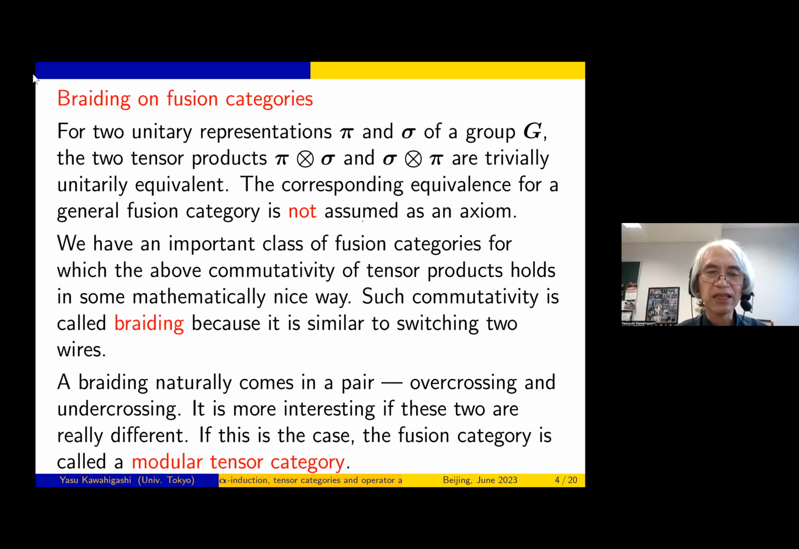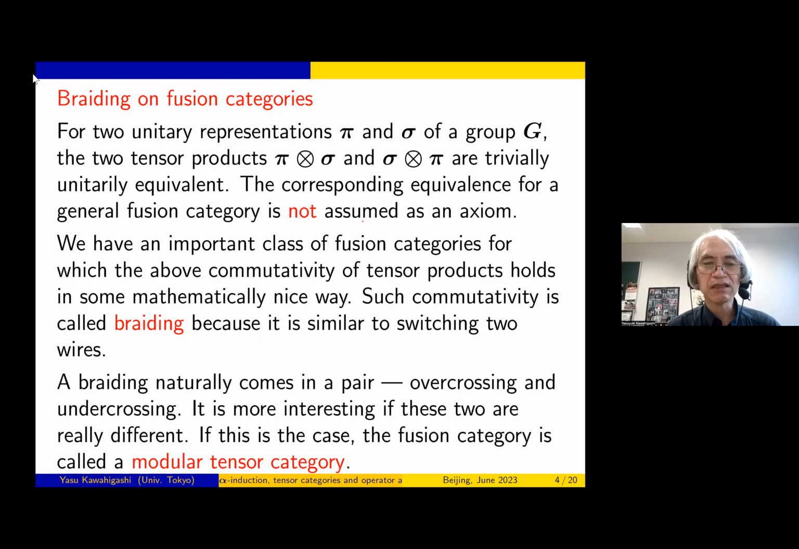So this kind of braiding comes in a pair, overcrossing and undercrossing. In the group representation situation, for pi tensor sigma and sigma tensor pi for two group representations, we can consider overcrossing and undercrossing, but they are actually the same. So in this setting, it doesn't make much sense to distinguish two ways of crossing. But if overcrossing and undercrossing are really different, it's more mathematically interesting.